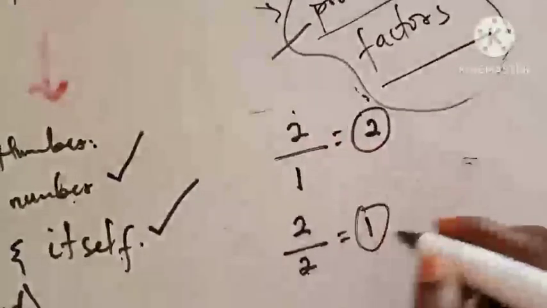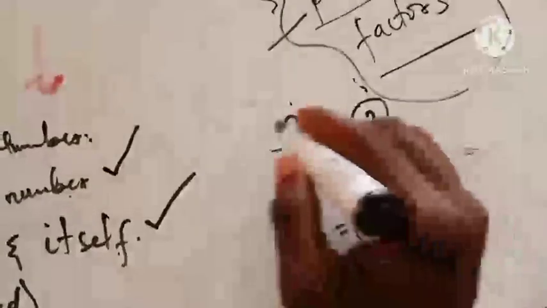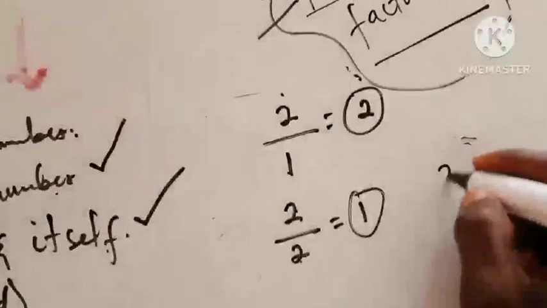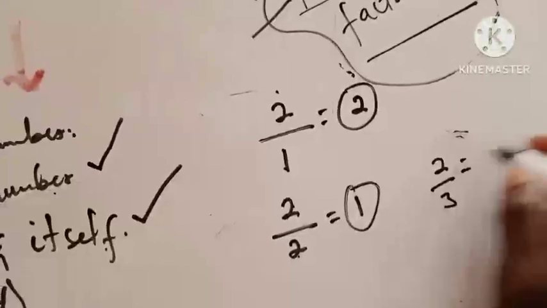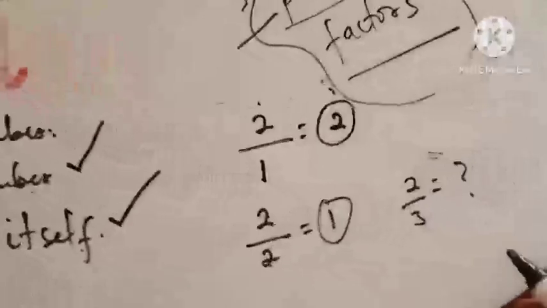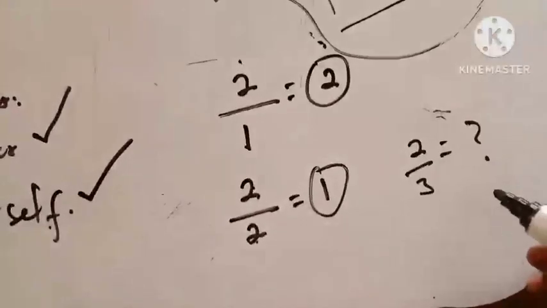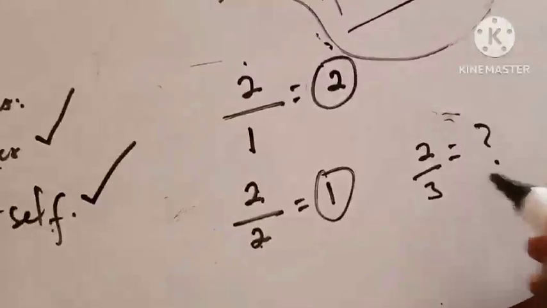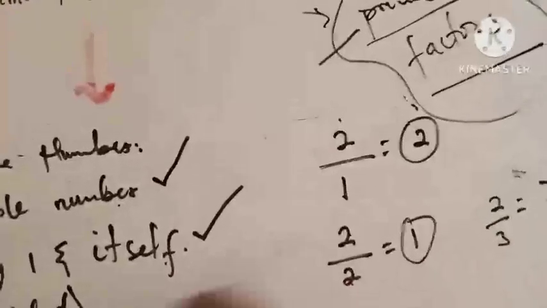Or maybe if I divide that number by another number, let's say 2 divided by 3, am I going to have a whole number? Because now you know the meaning or the definition of a whole number from the previous part. That is the question. If this condition is not met, then one of the requirements for a prime number is not satisfied. So for sure, this is not a prime number.